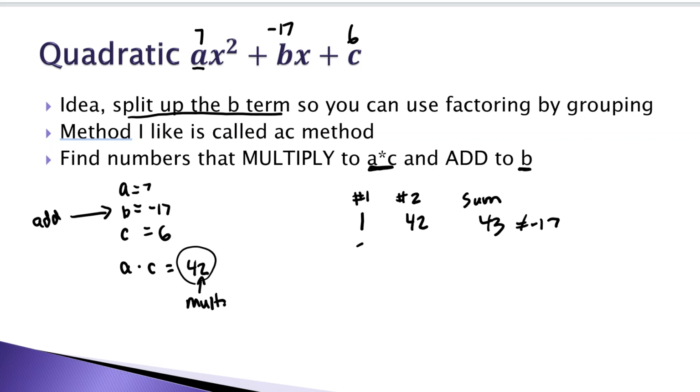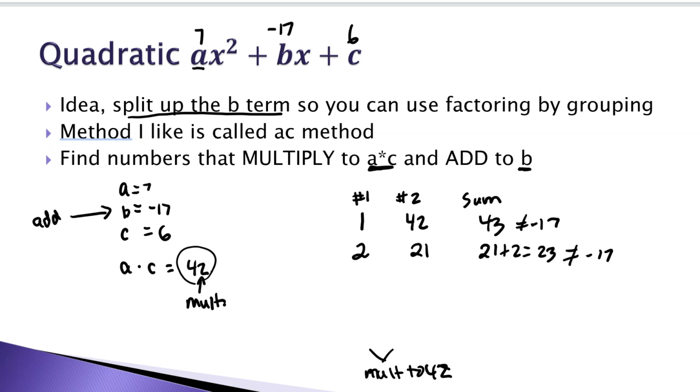So let's try if my first number is a 2. Let's see, 42 divided by 2 is 21. These two have to multiply to 42. So that's how I'm finding the second number: I'm just taking 42 divided by the first number. So that's 21. And if I add those together, 21 plus 2 is 23. And that's not equal to negative 17.